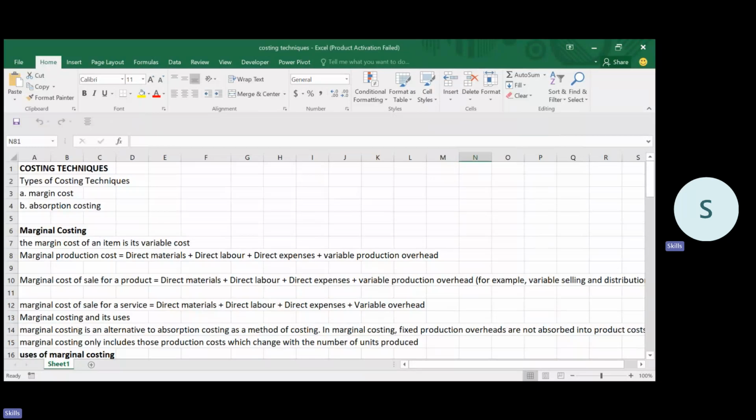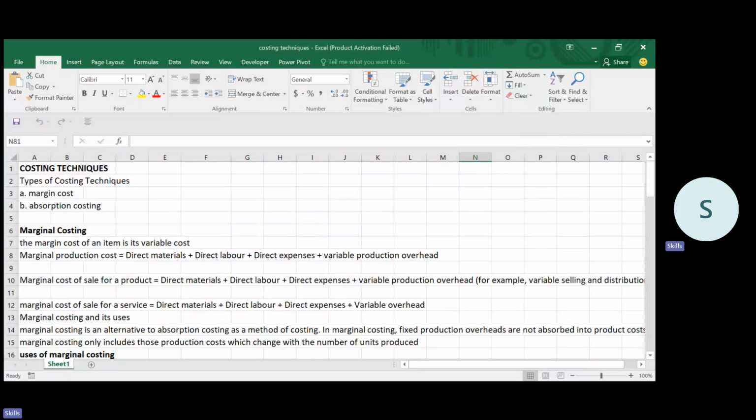Last week, we finished accounting for inventory. Today, we are going to look at costing techniques. In this aspect of costing techniques, we'll be looking at two types: the marginal costing and the absorption costing techniques.